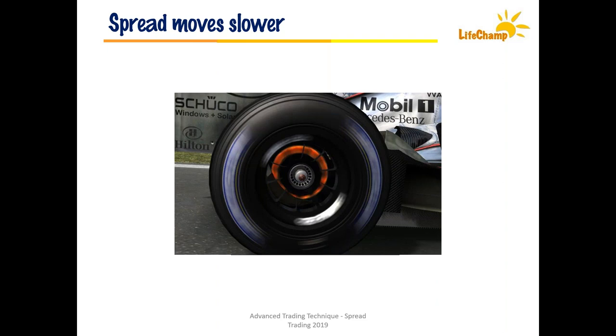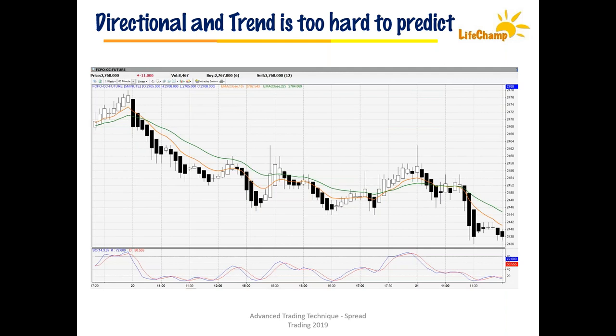Okay. So for example, if you buy a contract, and subsequently you also sell a contract in the opposite direction, that means the price you are locked into moves so much slower. This is actually quite important. The market becomes relatively slower to you. People are still trading at a high speed, but because you're trading spreads, your speed becomes slower. And direction and trend are too hard to predict. So this is how it works.